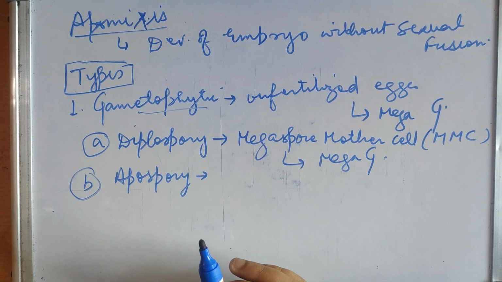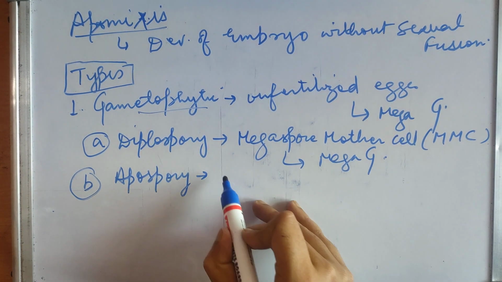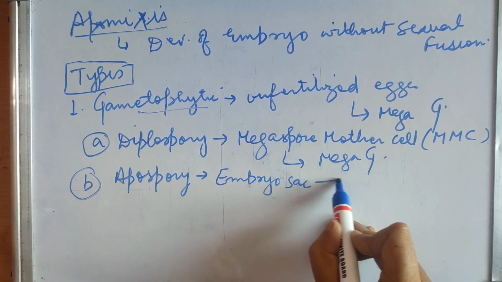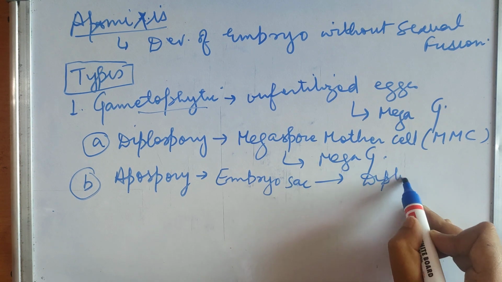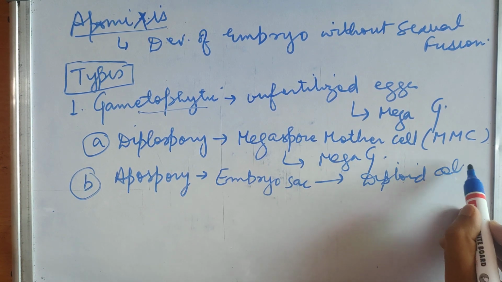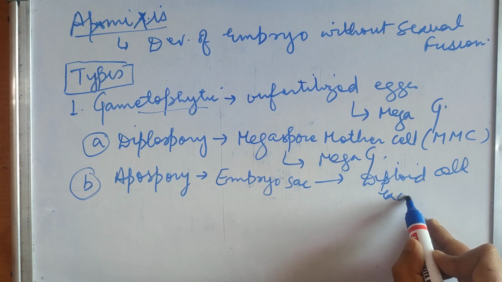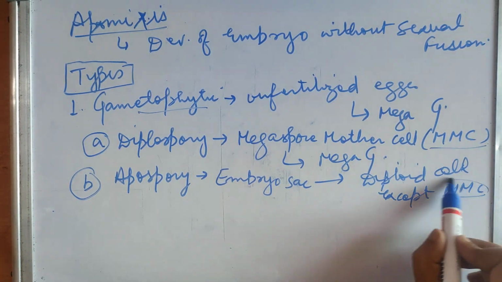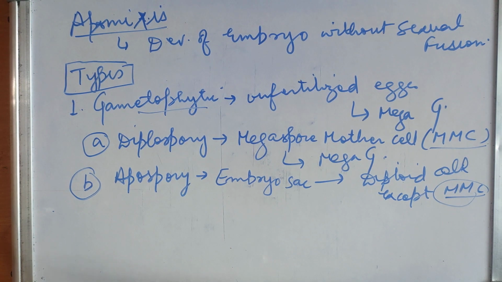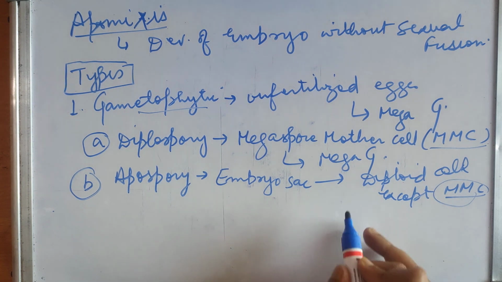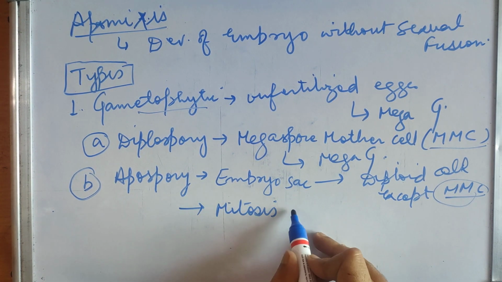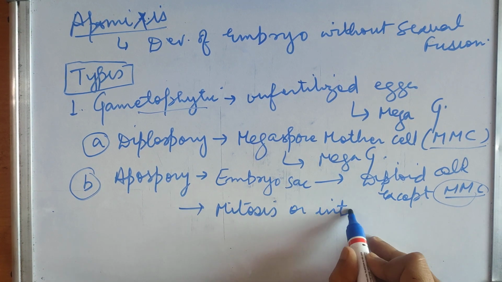Second is apospory. Here the embryo sac originates from a diploid cell, except the MMC, either directly by mitosis or after interrupted meiosis.